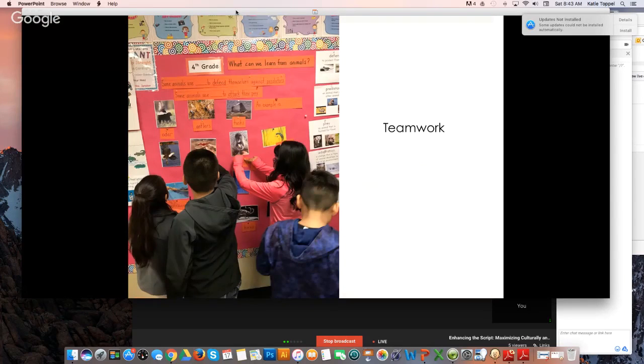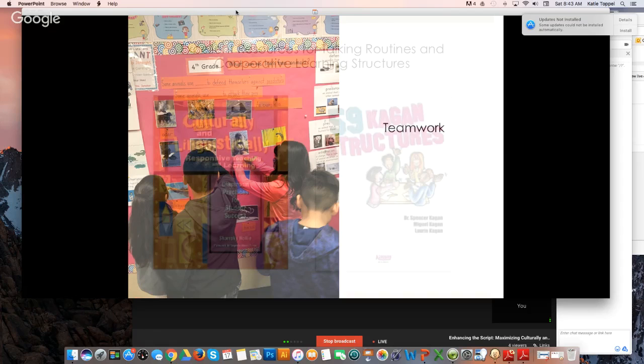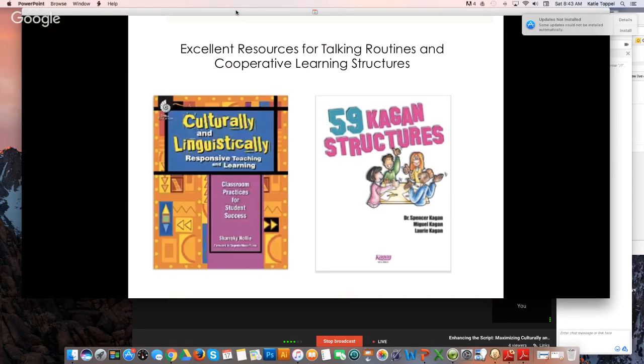And then also teamwork. This was an example where I gave everybody a word that matched a picture, and they had to figure out whose word went with which picture because there was only one correct match. And so, as Zaretta Hammond says, giving it that collective activity makes it so that they can't just be independent. They have to rely on each other and work together, which is inherently culturally responsive. These are two of the resources I showed: the culturally and linguistically responsive teaching and learning at the outset, and then also Kagan Structures is a great book that has a lot of different interactive strategies.